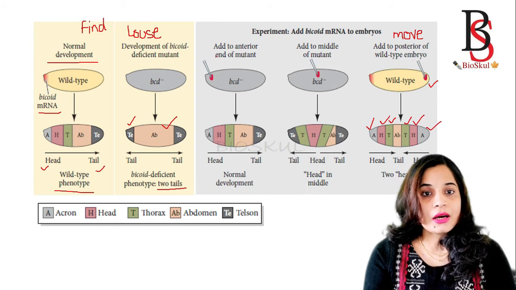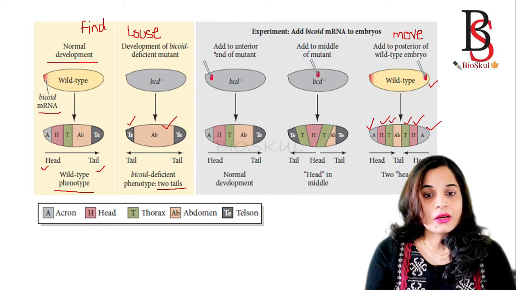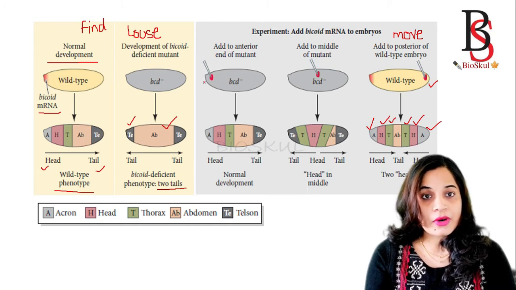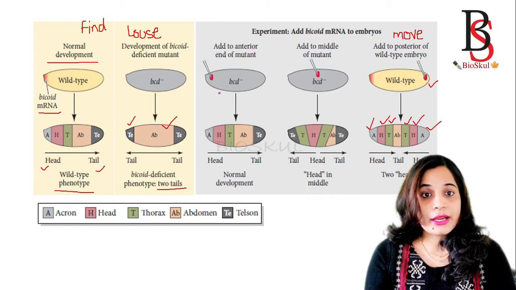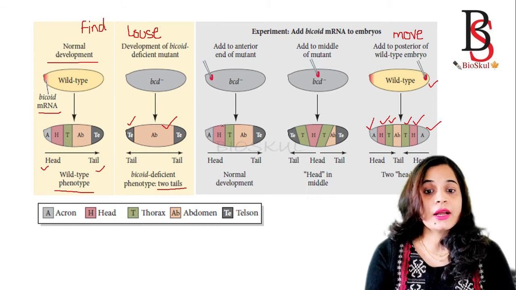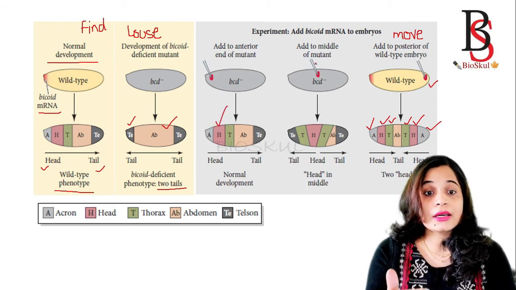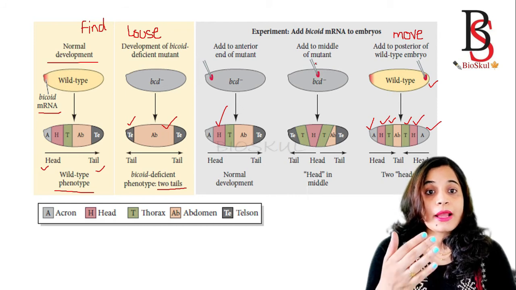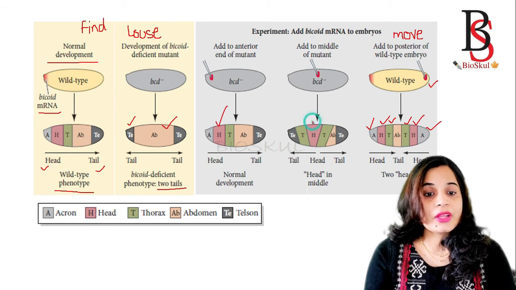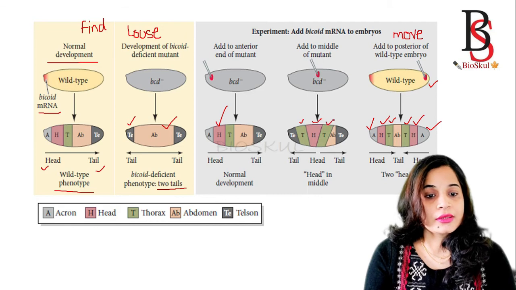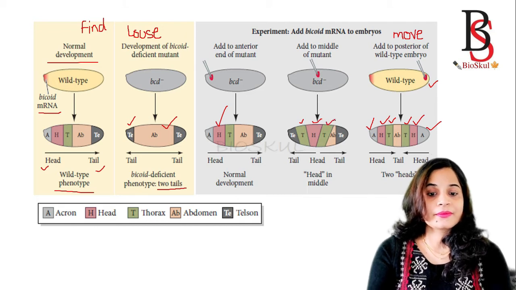Okay, so let's see the other two experiments. Here in this experiment, as we saw in our previous slide, if you add bicoid to the anterior end of the bicoid deficient embryo, then the head will form at the anterior end. If you add the bicoid protein to the bicoid deficient embryo in the center region, then it will form the head at the center, followed by the tail.